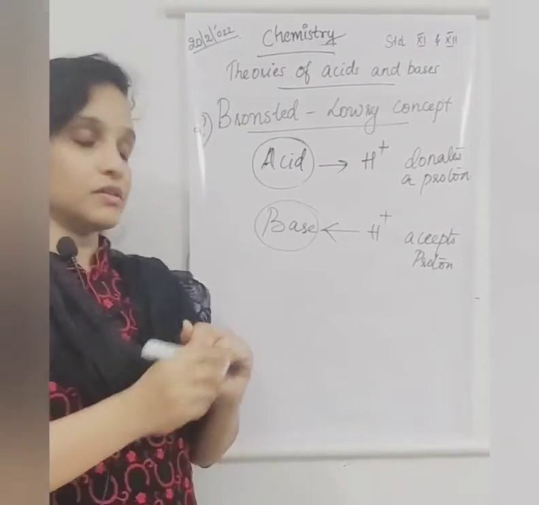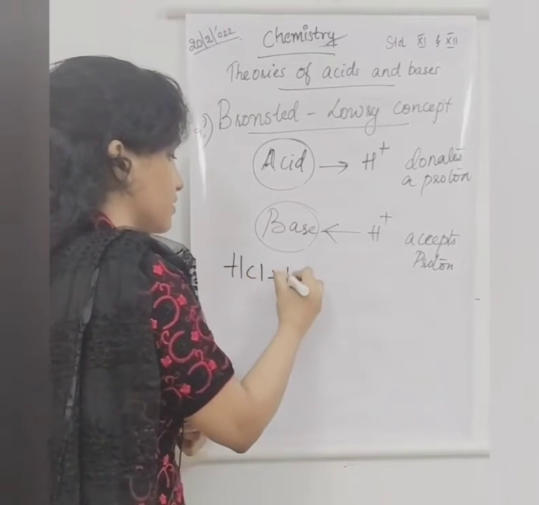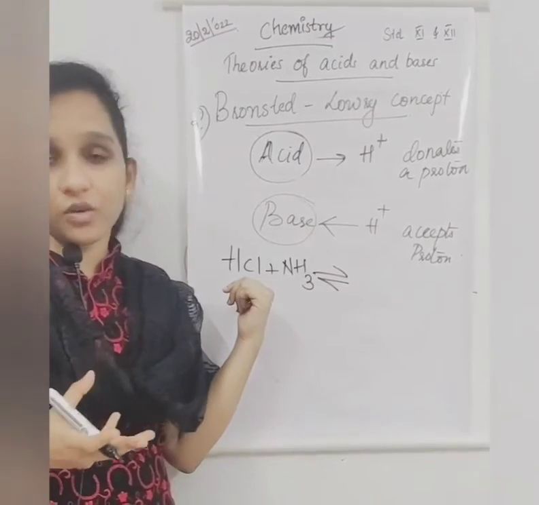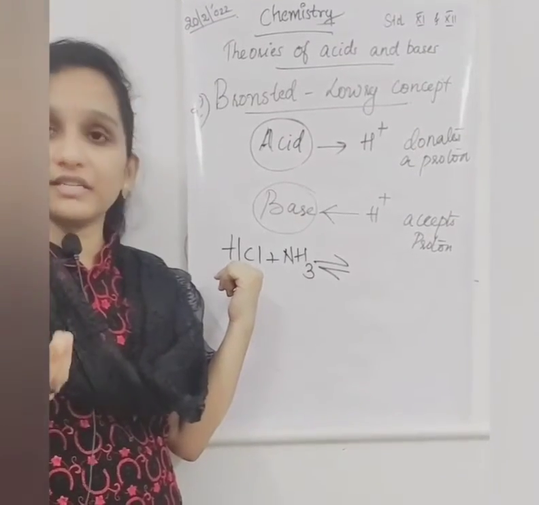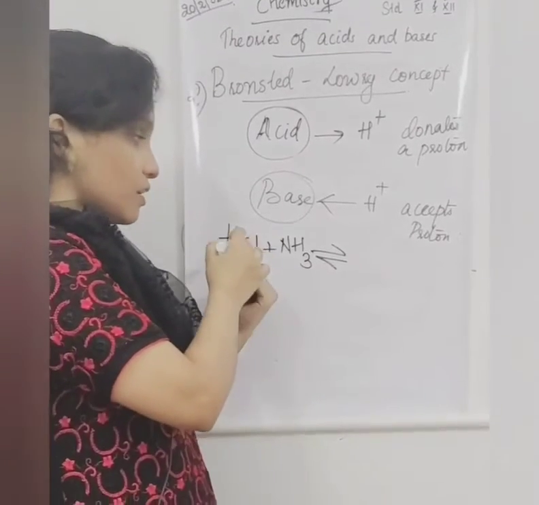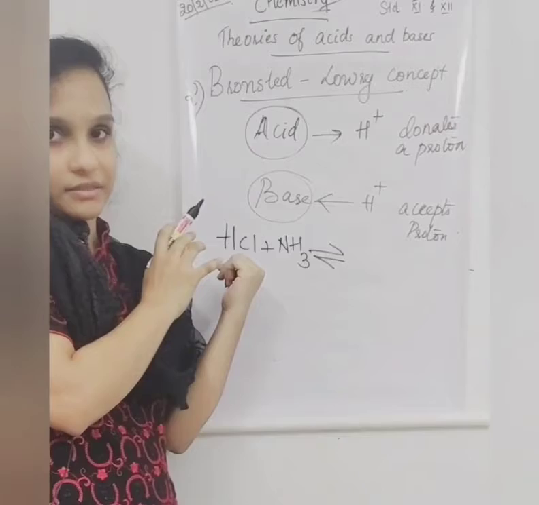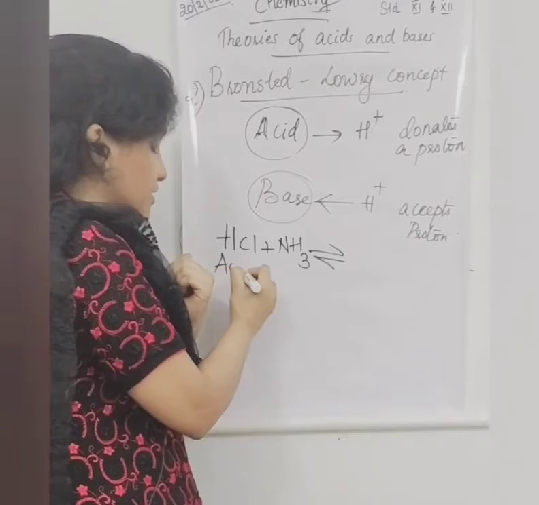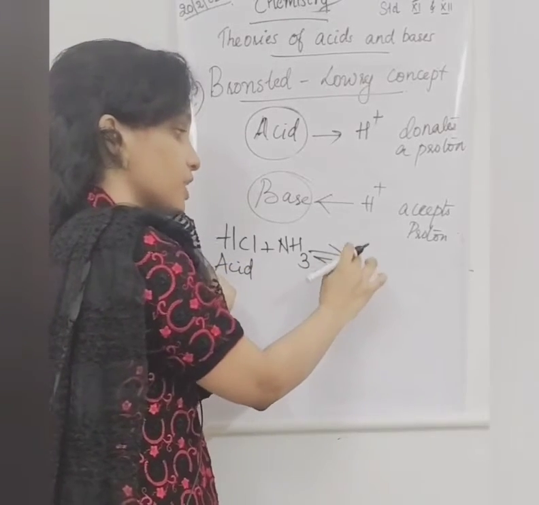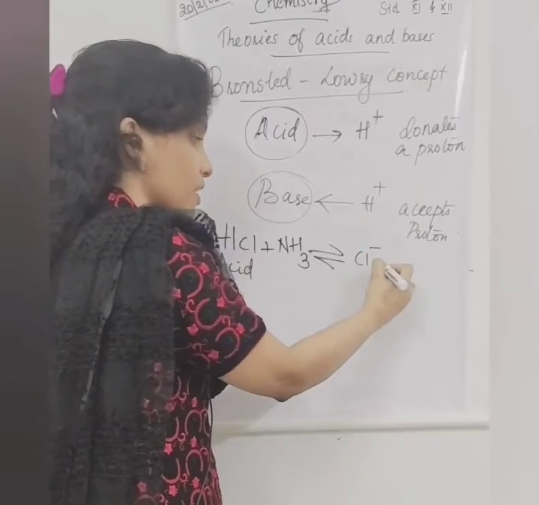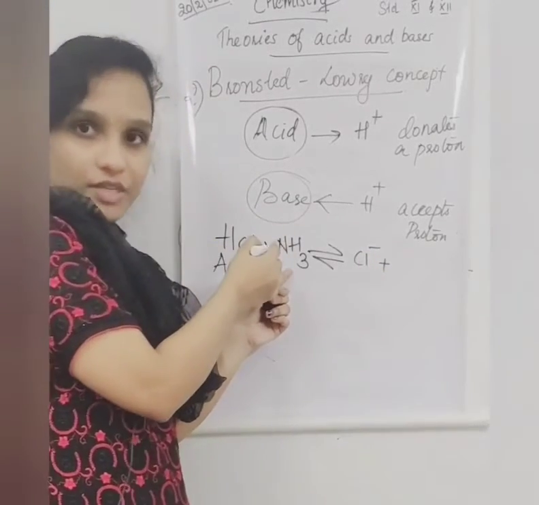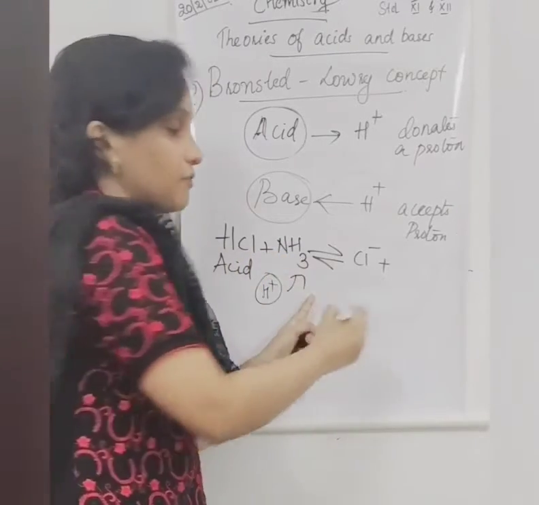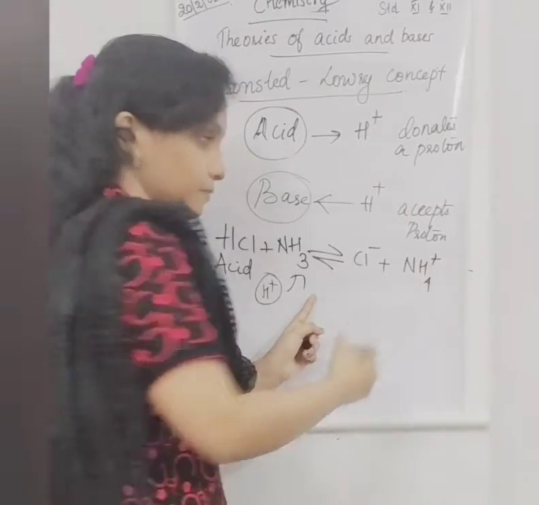Let's see one example: the reaction between HCl and NH3. According to the Bronsted-Lowry concept, an acid is a substance which donates H plus ions. So here HCl will be the acid. Donating H plus means it becomes Cl minus. This H plus is accepted by ammonia and it forms NH4 plus.